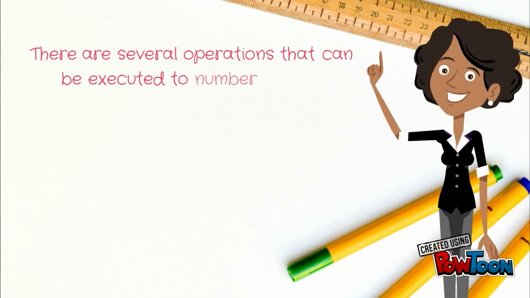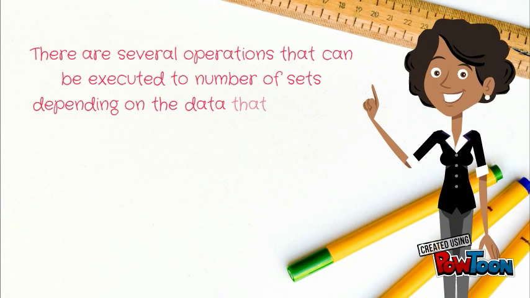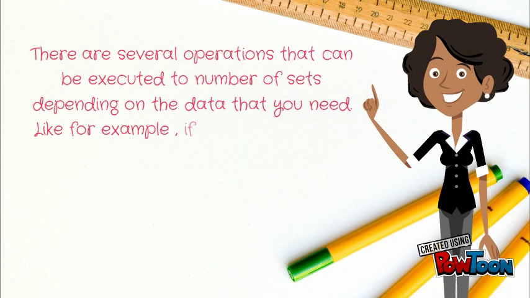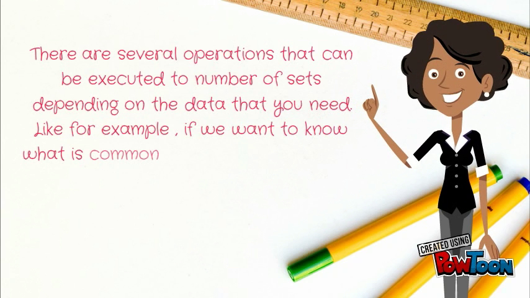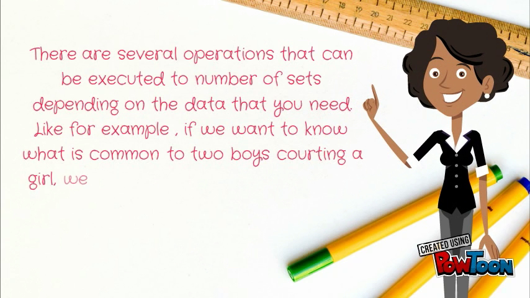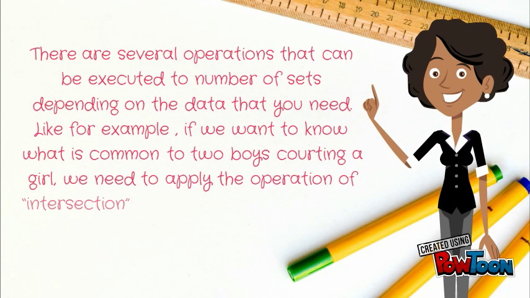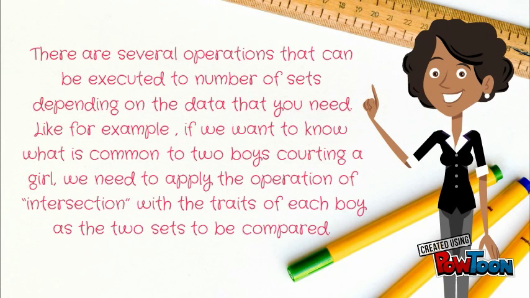There are several operations that can be executed on a number of sets depending on the data that you need. Like for example, if you want to know what is common to two boys courting a girl, you need to apply the operation of intersection with the traits of each boy as the two sets to be compared.